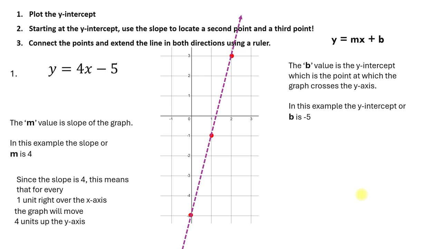Now we're not reading any table of values. All we're doing is just gathering the fact that this number right here, the b value in y equals mx plus b, is -5, which is a y-intercept, and 4, the coefficient in front of x, is our slope, or m.